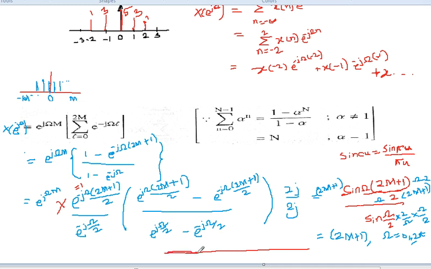So this is our axis, and let's say this is 0 and this is our omega. Then when omega is equal to 0, its value is 2m plus 1. So it is by using the sinc function as we know. So let's draw it. The sinc function will be in this form. So it is this way.